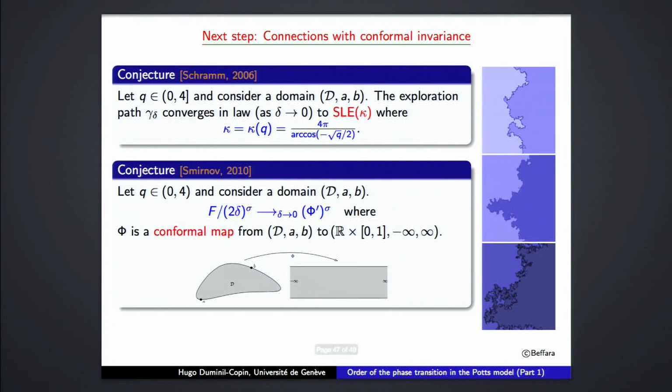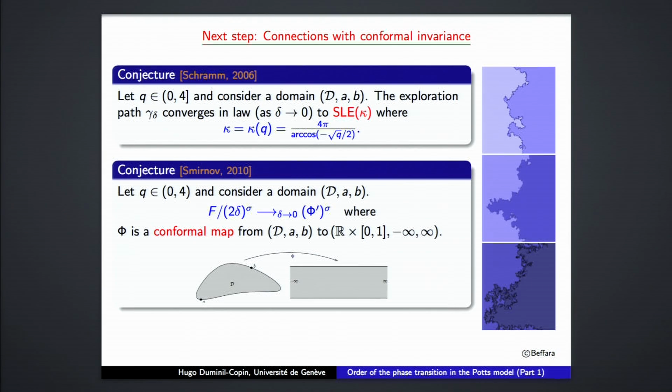And let me say that the observable that I introduced just before, this strange observable, in fact, when you look at it in this domain and you rescale it properly, it should converge indeed to a holomorphic function. So this discrete holomorphicity translates into real holomorphicity in the continuum. And in fact, it's possible to guess what the limit is.